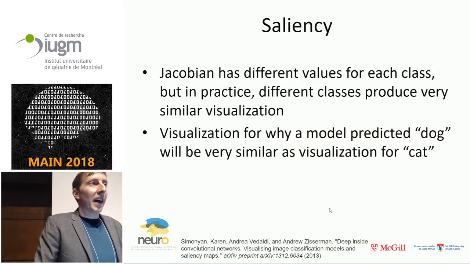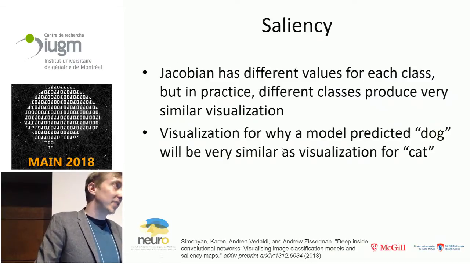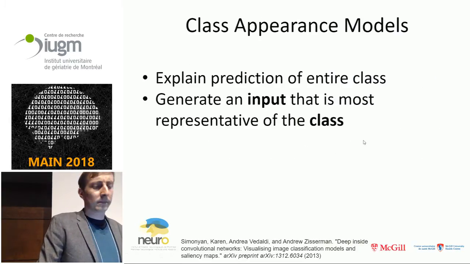But it turns out that this isn't very class discriminative either. And you basically end up with the same saliency map for every class prediction. So this is a problem.